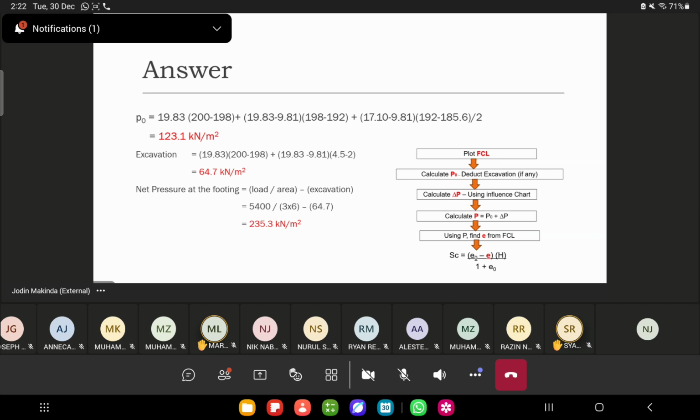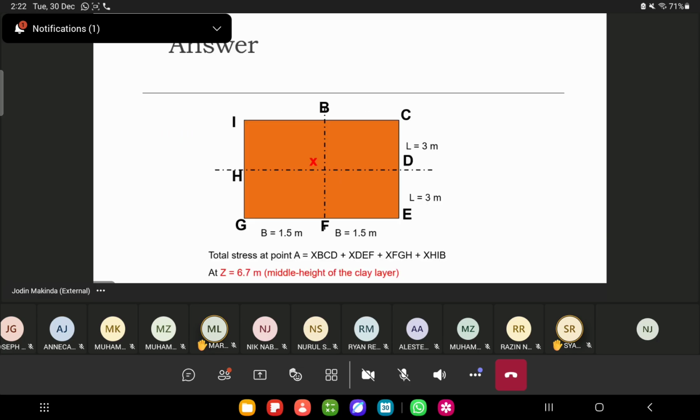Now, what is our next step? Our next step is to calculate the stress increment using the influence chart. Again, the shape of the foundation is square.